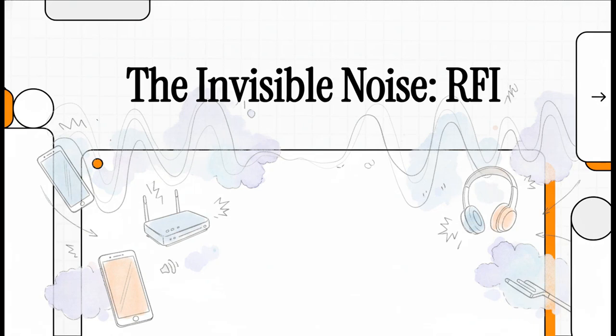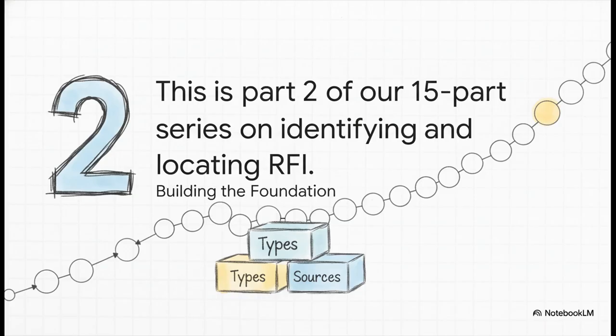All right, let's talk about something that's all around us, but completely invisible. We're diving into the world of radio frequency interference, or RFI. It's that electronic static, that invisible noise that's behind so many of our tech headaches. And just so you know, this is the second part of our big deep dive into finding and fixing RFI. Today, we're really laying the groundwork, getting to know the basic types and where they come from.